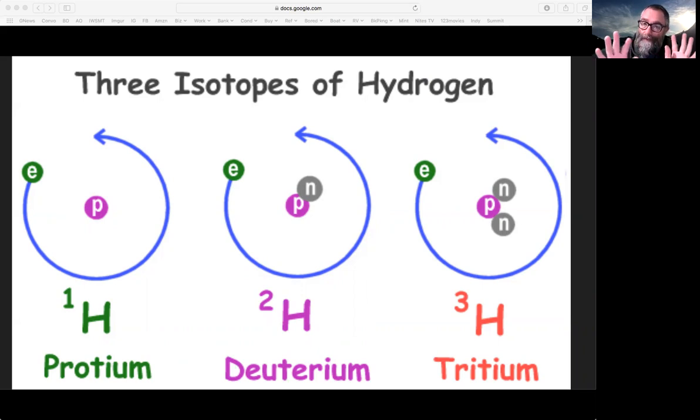That's all we've got to do, just isotopes. The idea that you can be heavy or light by changing the number of neutrons. I'm going to pause. We'll be back.